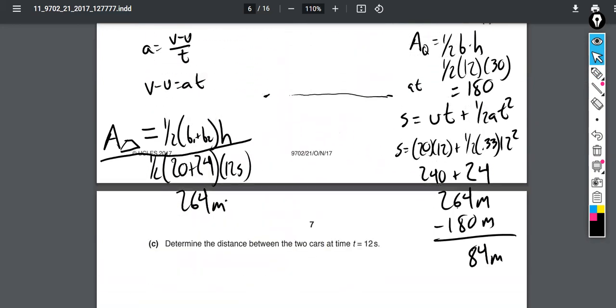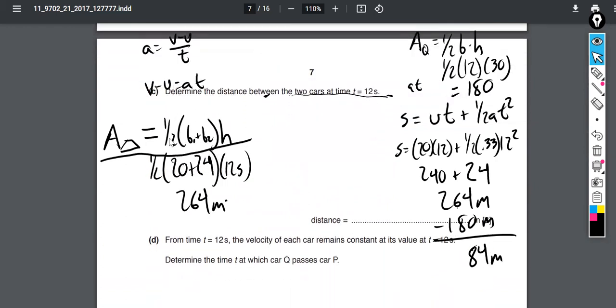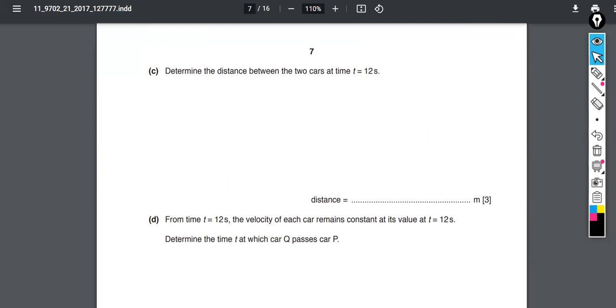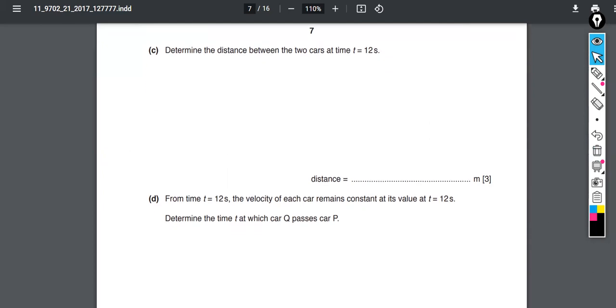So that would be the answer to the distance between the two cars at time t equals 12 seconds, 84 meters. It says from time t equals 12, the velocity of each car remains constant at its value at t equals 12 seconds. Determine the time at which car Q passes car P. All right, so that's going to be a little bit tricky there. So we know that there's 84 meters between them. We just calculated that.